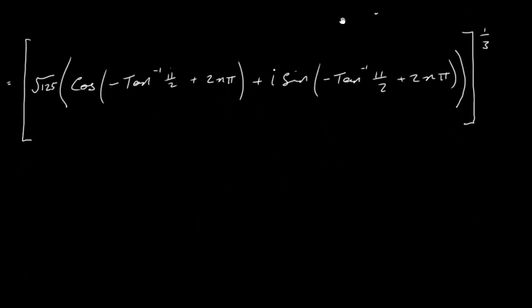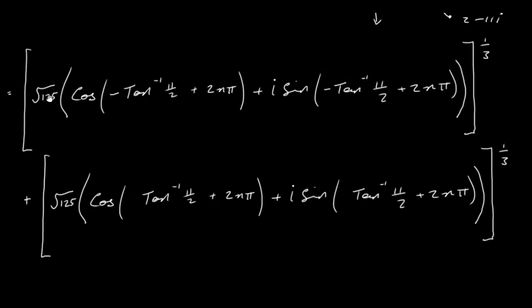This time we won't have the minus in front of the tan inverse 11 over 2. So it's going to be that plus, and then we've got to do the same thing again. So what I might do is just copy this down and change a few things. Okay, so I've just copied this down and I've changed this sign and this sign to a plus here and a plus here. So we've got to work through both of these.